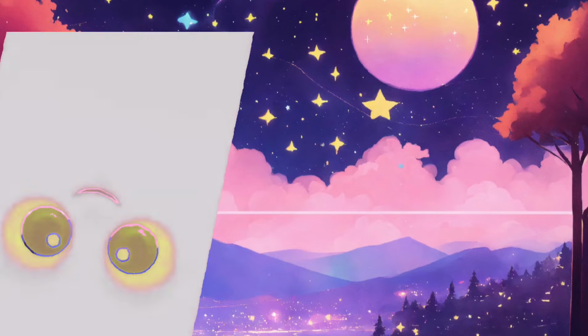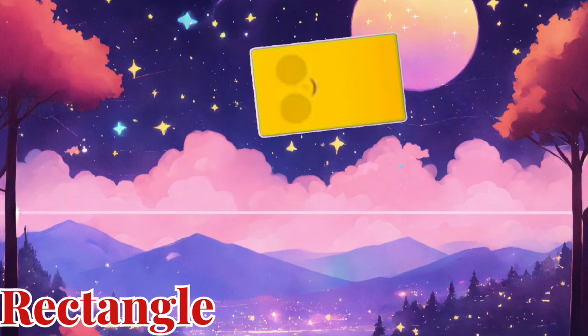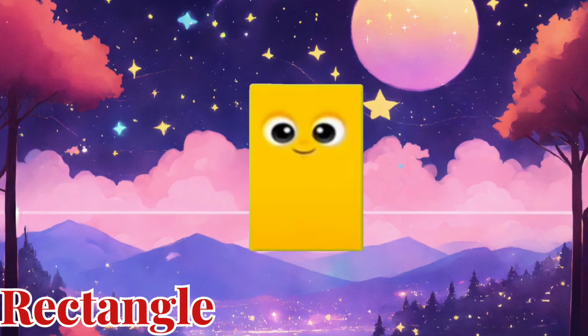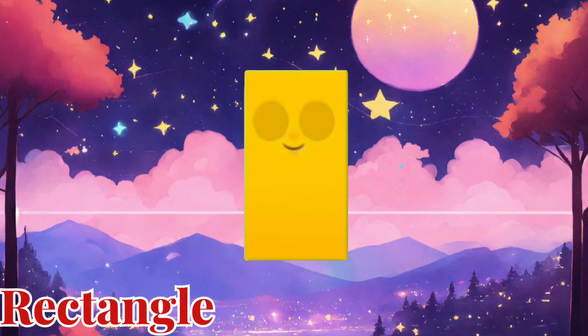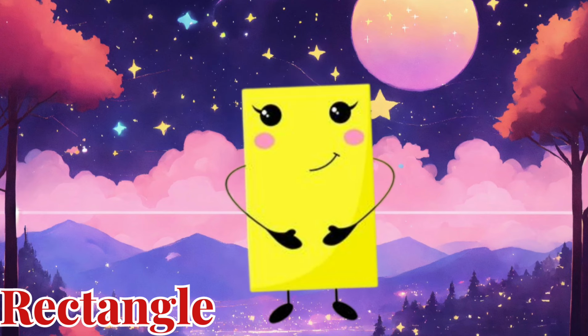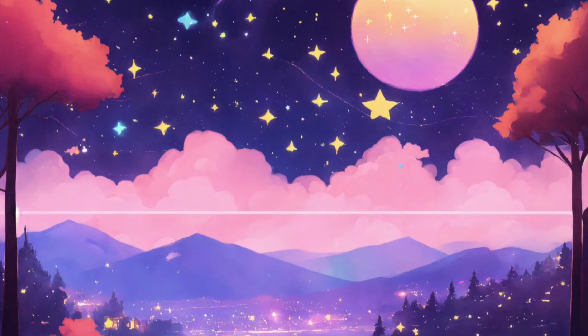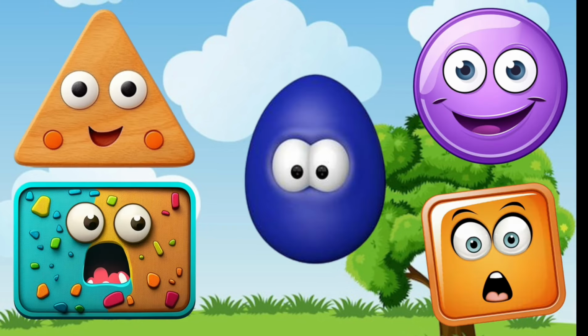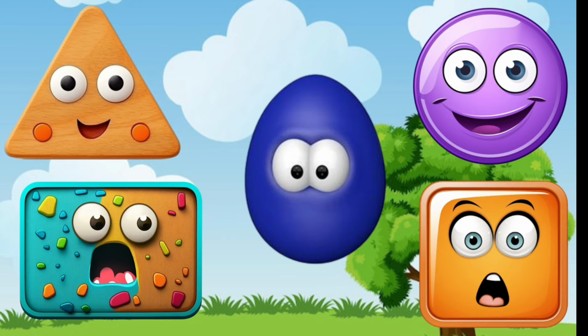I'm a rectangle you see, like a very long square. I'm a rectangle you see, I'm straight and I'm long like a brick. Triangle, rectangle, circle, oval, square. Triangle, rectangle, circle, oval, square.